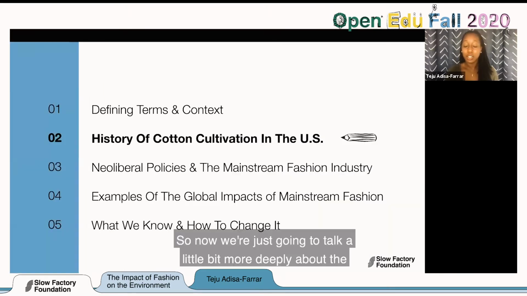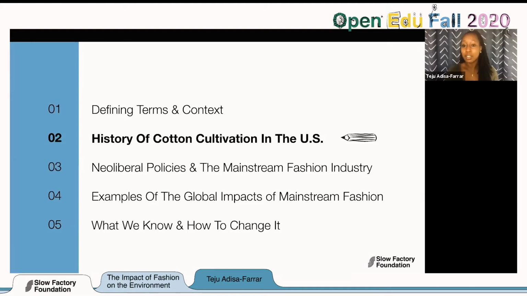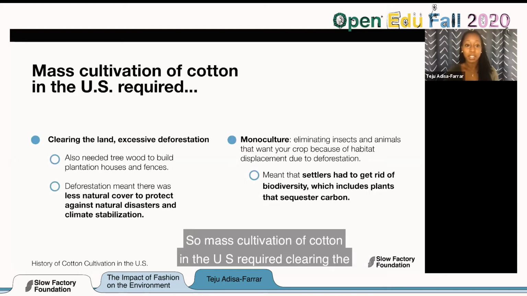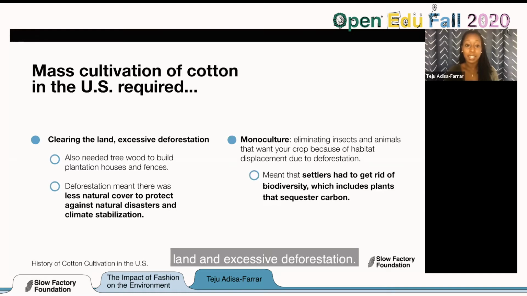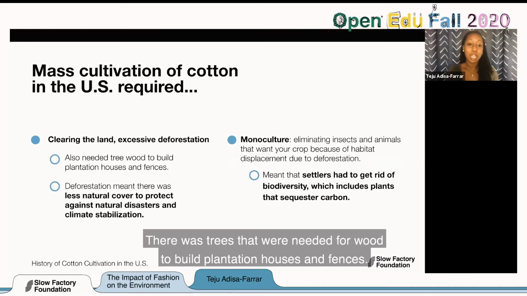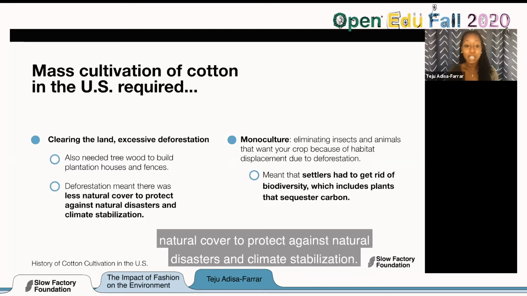So now we're just going to talk a little bit more deeply about the history of cotton cultivation in the US and its impact on the nascent fashion industry at the time. Mass cultivation of cotton in the US required clearing the land and excessive deforestation. Trees were needed for wood to build plantation houses and fences. And in the process of clearing the land and cutting down trees, there was less natural cover to protect against natural disasters and for climate stabilization.